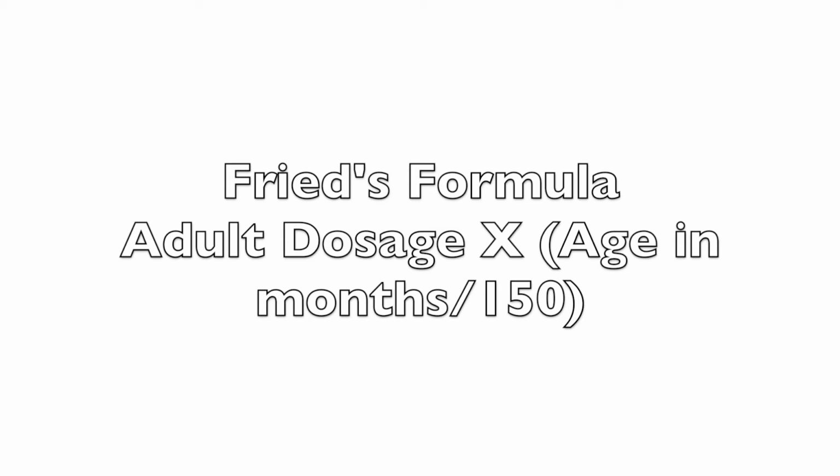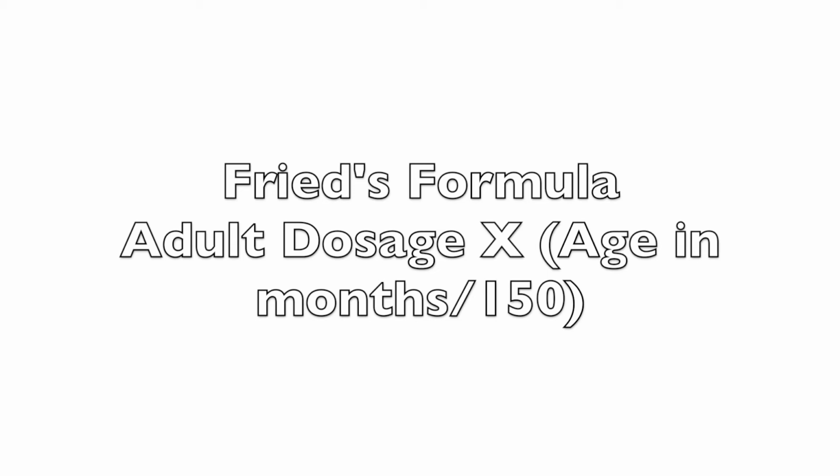So now we're going to use the age in months. If you're given the client information in months, now you can go ahead and use the Fried's formula instead of trying to figure out the age for the Young's formula. You simply do just like you do with the Clark's formula: you take the adult dosage and multiply it. Going back to basic algebra again, you do the parentheses first. So we take the age in months divided by 150, which is the standard number we also saw in the Clark's formula, and we multiply that times the adult dosage.